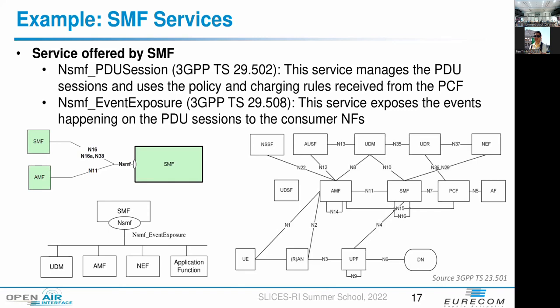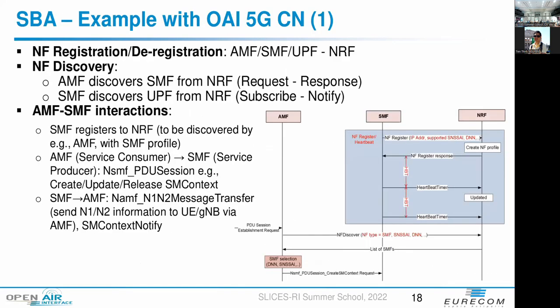Some example with the OAI 5G core network implementation when we talk about network function registration and discovery. Basically, the network function discovery will be used by the AMF to discover the SMF from the NRF, of course, using the request-response. By doing that, we will need to configure the IP address of the SMF inside the AMF configuration file.